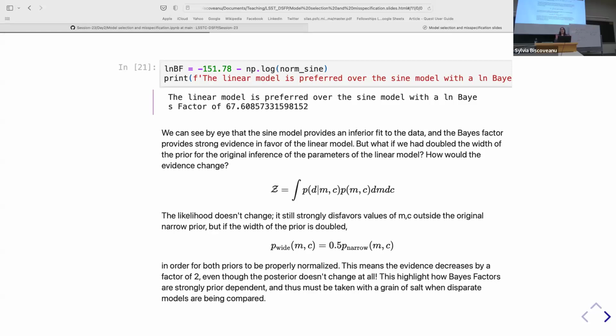Are my prior choices for each of the two models that I'm comparing well posed so that the comparison that I'm making is actually meaningful? And sometimes the prior has, in practice, very little effect on the factor that we calculate because it's going to be dominated by the likelihood. But sometimes it will make a difference, and we'll see an example of this in the problems.